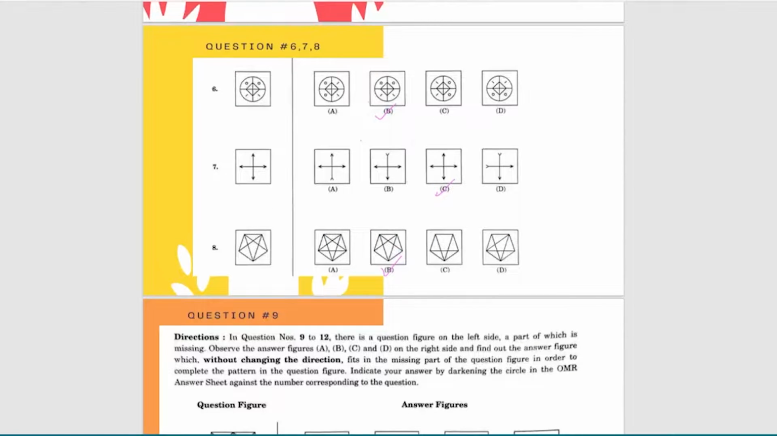Now let's look at the 6th question. Here also we have to see which figure is exactly the same among A, B, C, D as this figure.